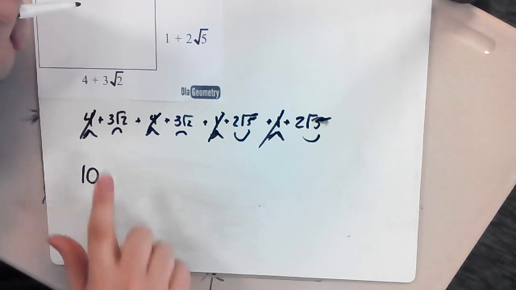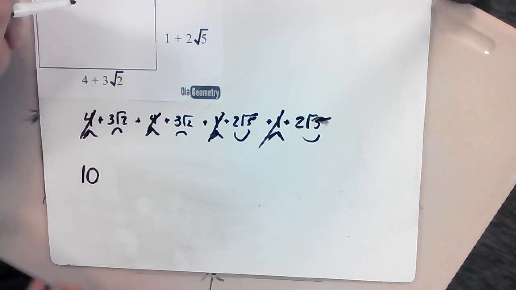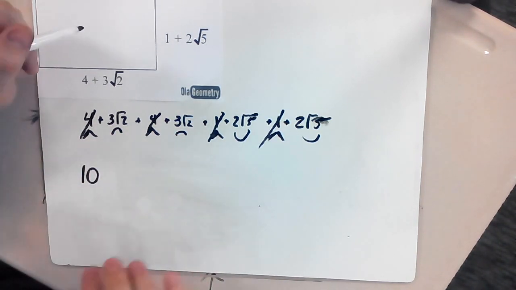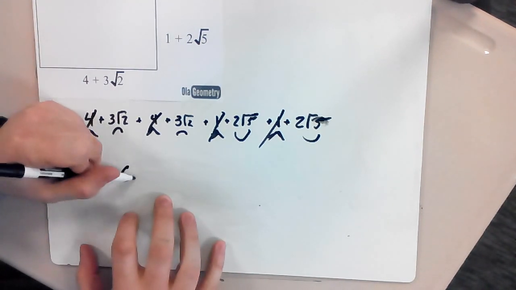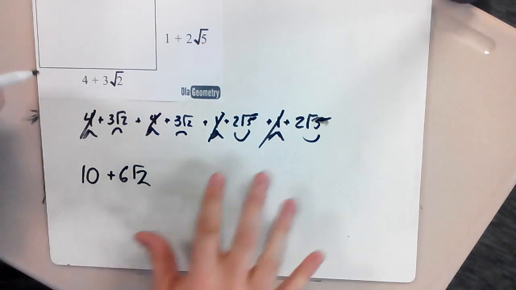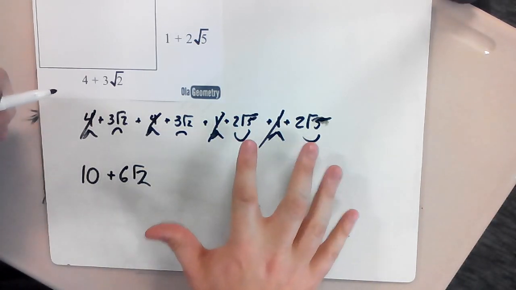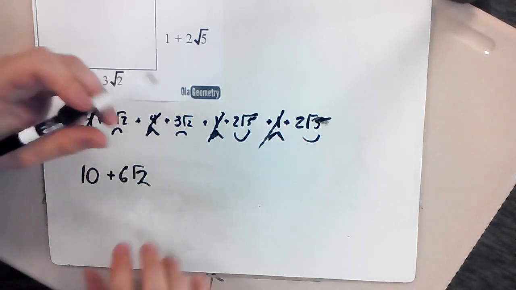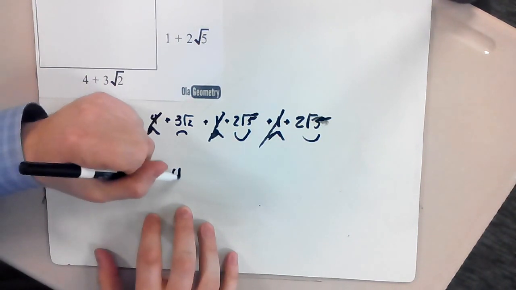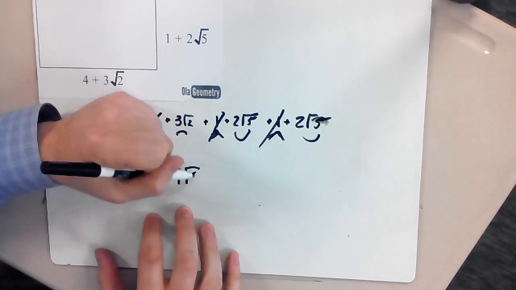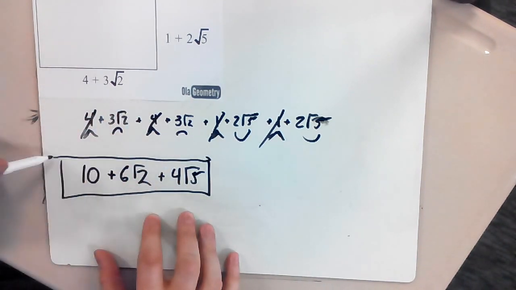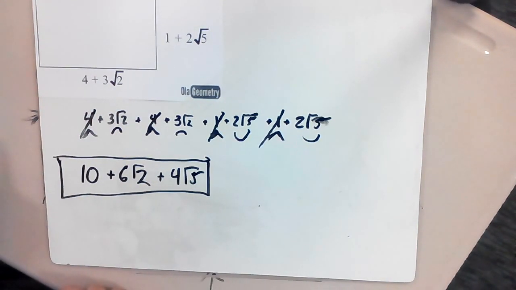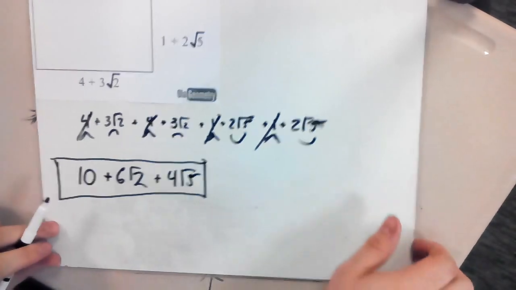So I'm just going to combine these two. Remember, the square root comes along for the ride, and then we add the two outside numbers together. So this is plus 6 square root 2. Same goes for here. The square root comes along for the ride, and I add these two together, so plus 4 square root 5. And there it is. All right, next.